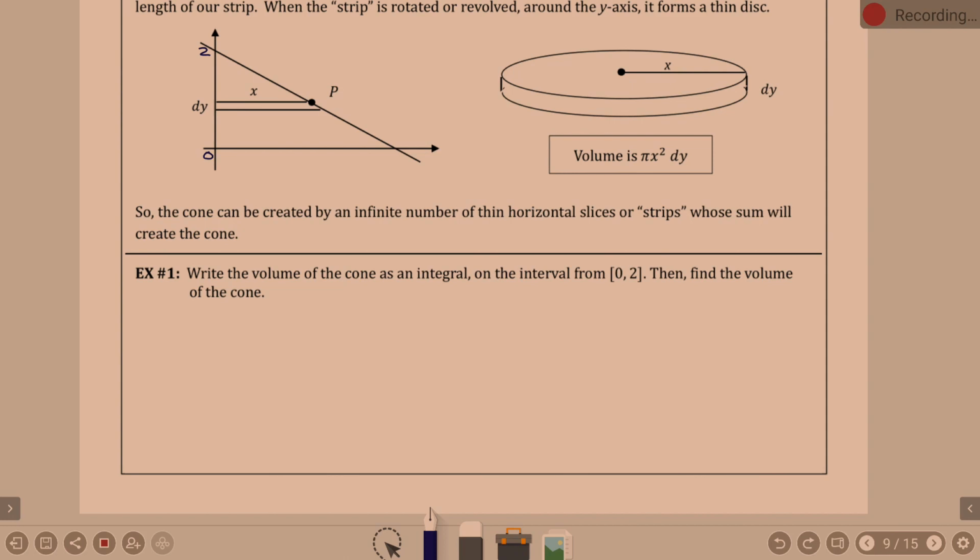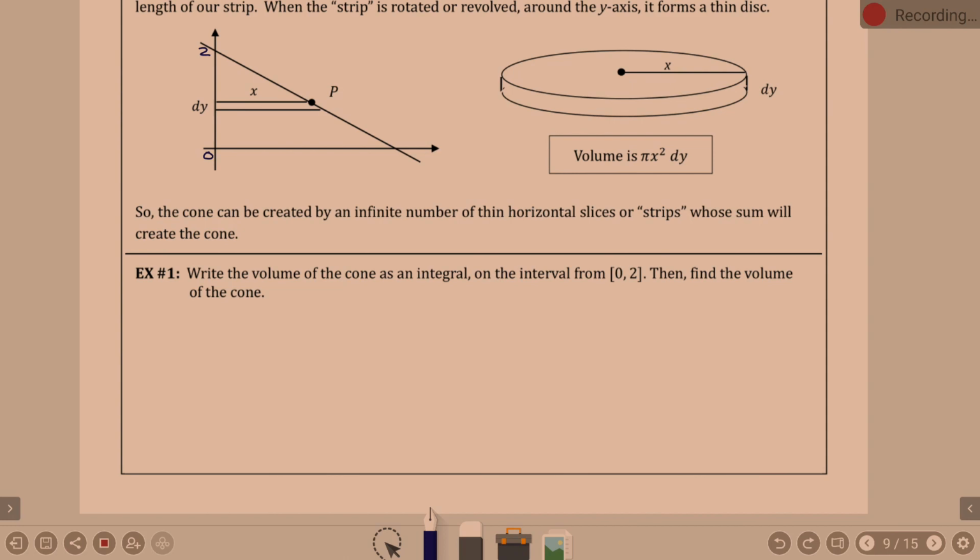Keep in mind, this rectangle is perpendicular to the y-axis, right? That's like when cross sections were perpendicular to the y-axis, we worked in y's. If the cross section was perpendicular to the x-axis, we worked in x's. So this one we're going to be working in y's.